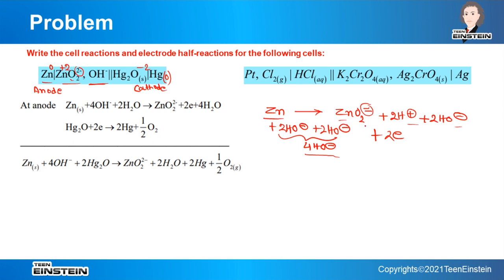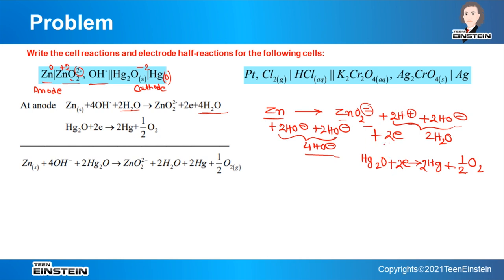Now if you are thinking that here we have 2H2O and 4HO minus, but ultimately if you subtract 2H2O from 4, it will be 2H2O. So basically we are getting the same equation as it is written here. Okay, and for the second reaction, Hg2O is converted to mercury. To balance Hg we will multiply it by 2, and to balance oxygen it will be half O2, and if we want to balance the charge then it will be 2 electrons.